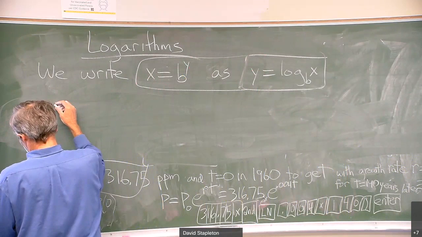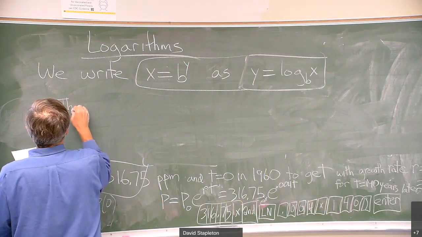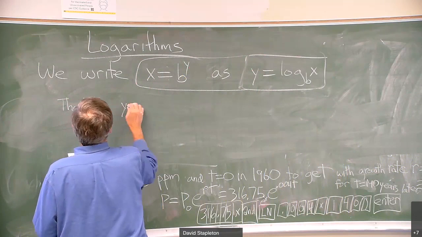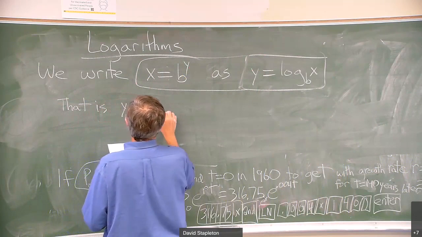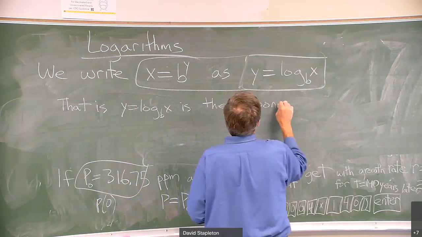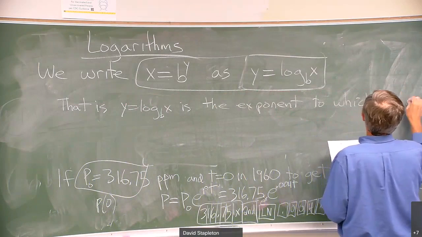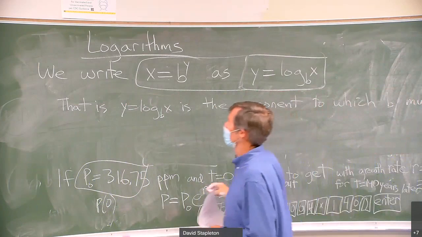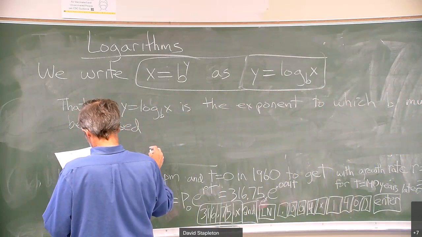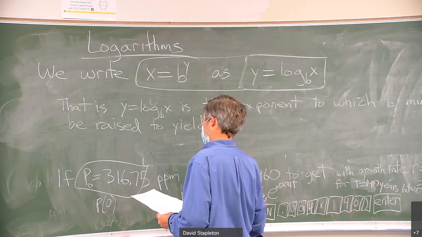Let's see if I can word it the way they did. So y equals log base b of x is the exponent to which b must be raised to yield x. So that's what logarithms do.